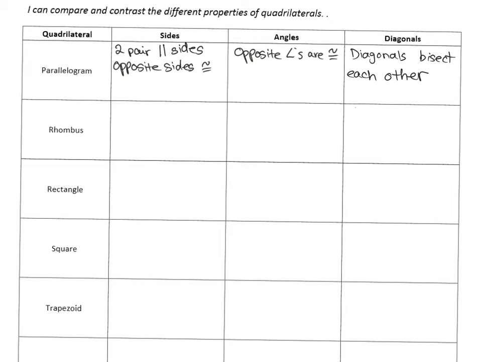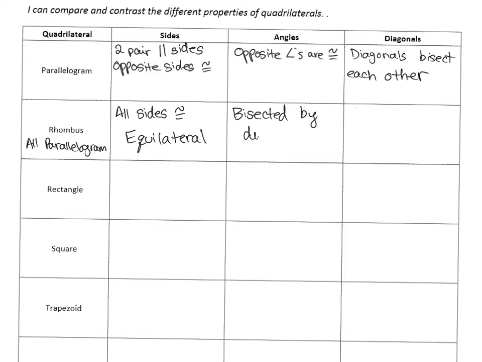Now, a rhombus is a parallelogram, so I'm going to write all parallelogram, but it's got some extra things added on. All my sides are congruent, which means we can say that it is equilateral. And my angles in a rhombus are bisected by my diagonals. And my diagonals in a rhombus are perpendicular. Okay.